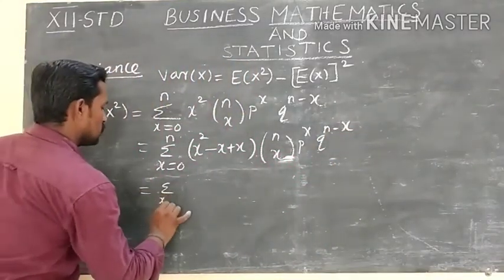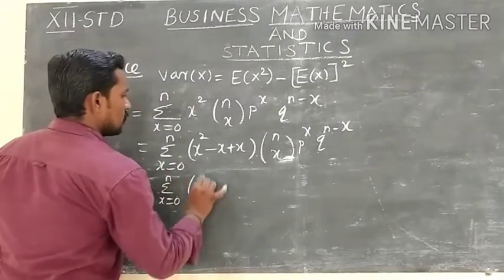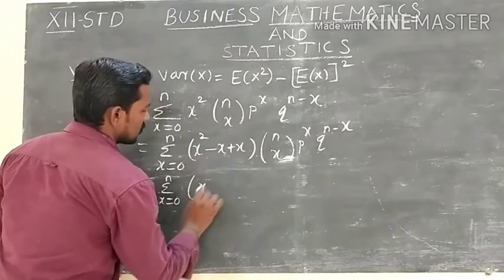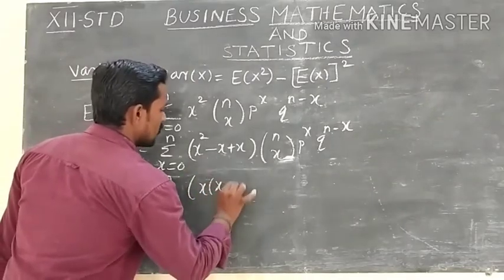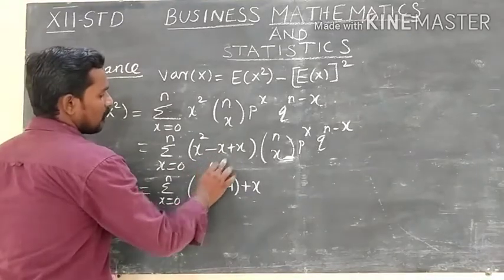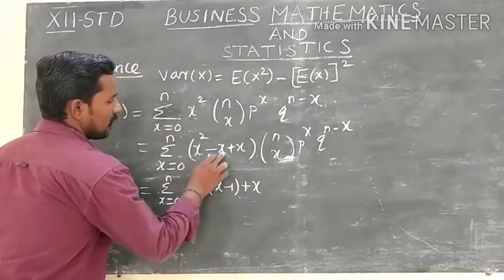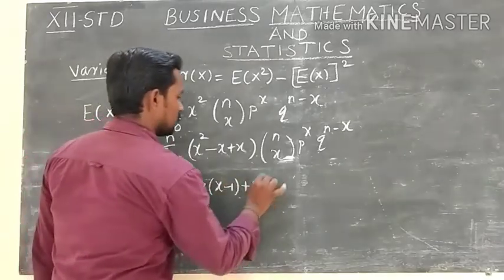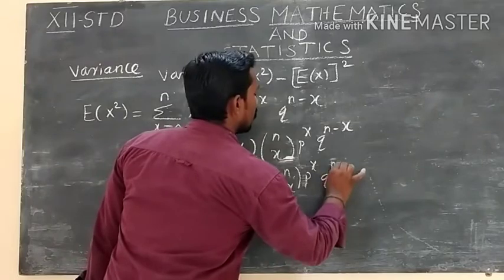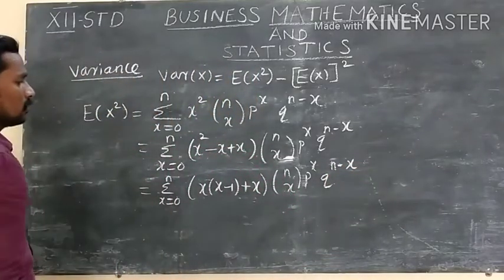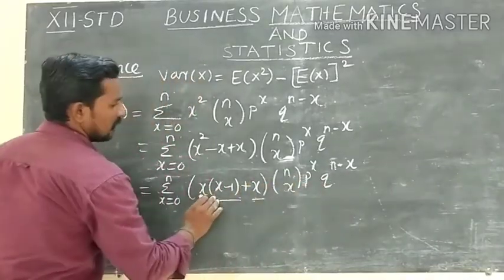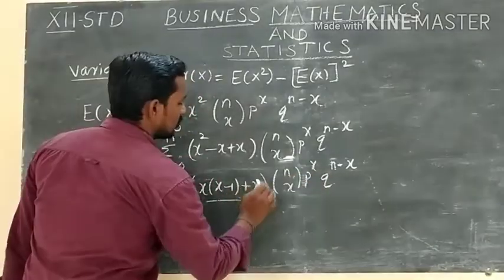Then summation x is equal to 0 to n, x taken outside as the common term from the first two terms, x and x minus 1, then plus x. Comparing the first two terms, x is common and taken outside, so the remaining is x minus 1 and here 1, then plus x into nCx p power x q power n minus x. Okay, this is one term, this is one term. So we multiply this term with the first term and this term with the second term.